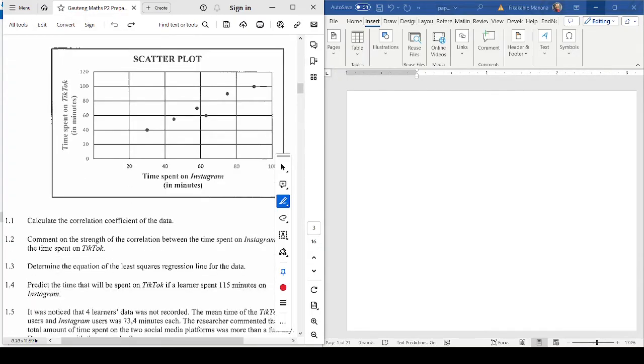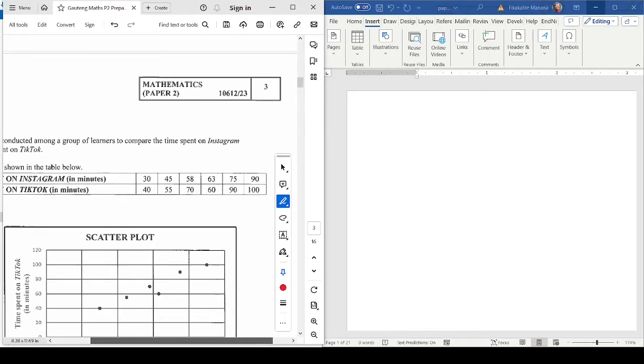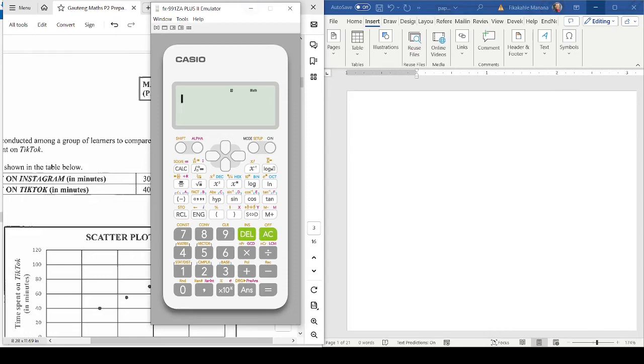Okay, so what's the question? Calculate the correlation coefficient of the data. Well, in order to do this one, correlation coefficient, remember, is the R value. And in order to do it, we basically just need the calculator and put this data on it. Okay, let's do that right now.